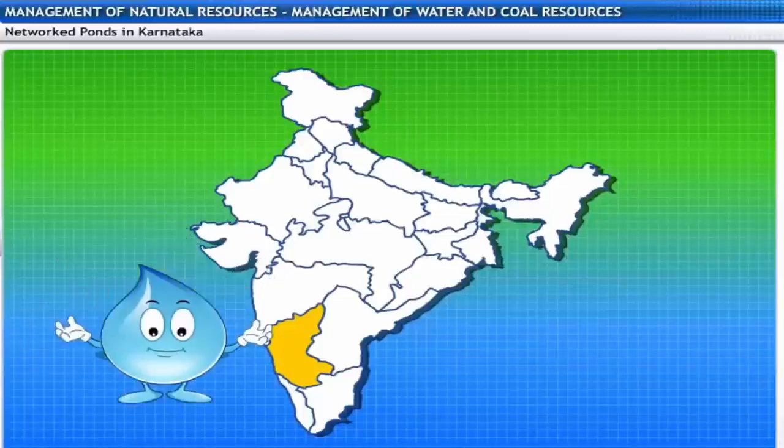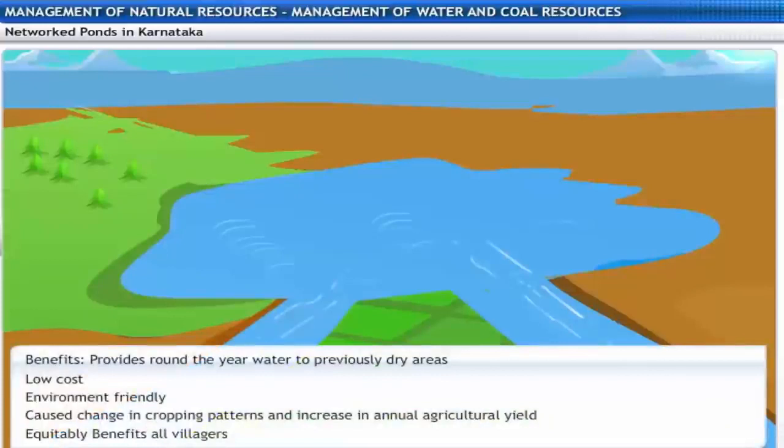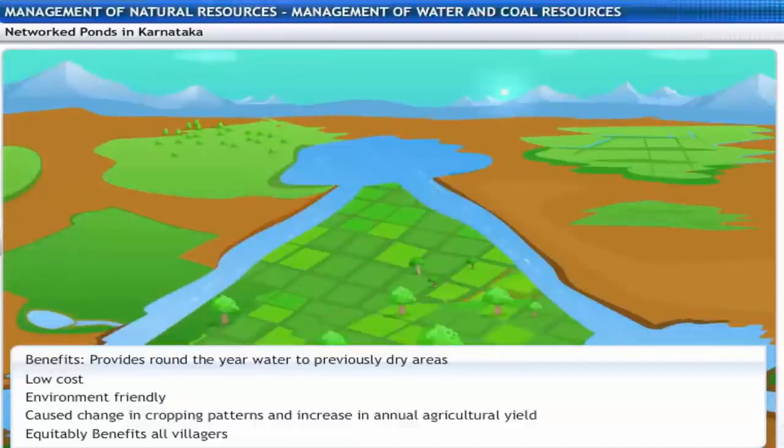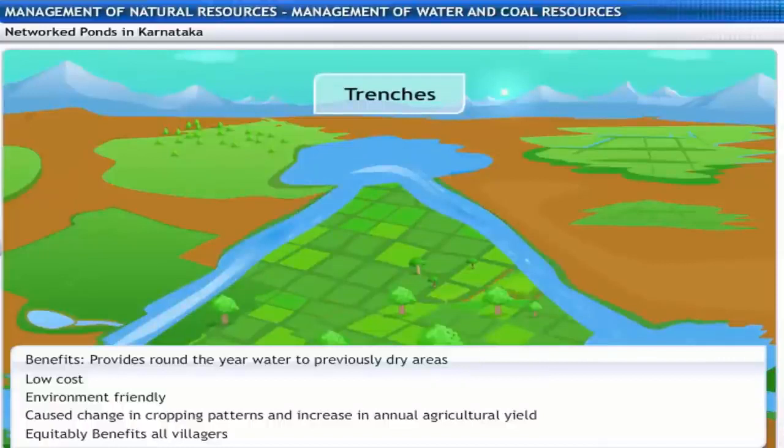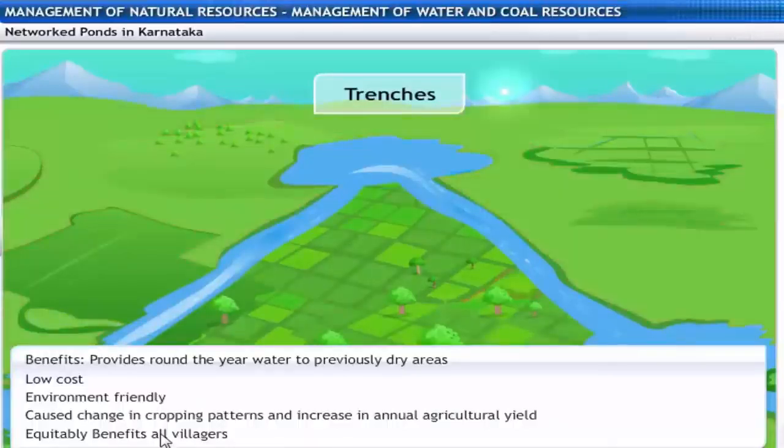Let's now move to Karnataka. I want to tell you about another local water management project that involves networked ponds connected through trenches. Because of the slope of the land, the connected ponds are able to feed into each other and irrigate a large area. This system of ponds transformed the dry land of the area to a place that has water available for more than 9 months in a year. The cropping patterns in the region have changed and the amount of yield per year has increased tremendously.